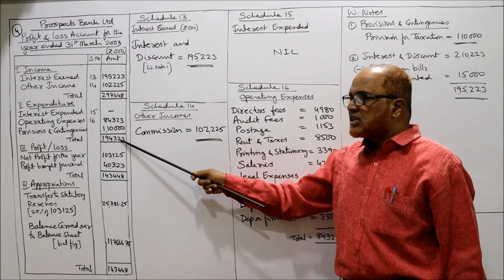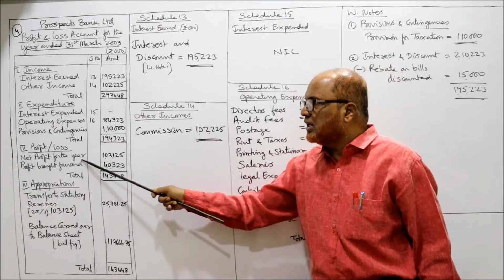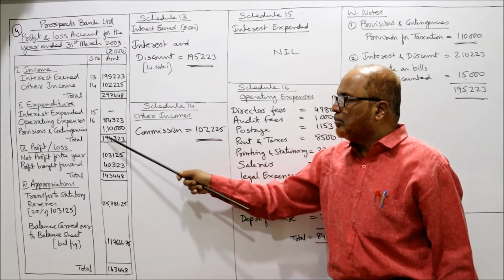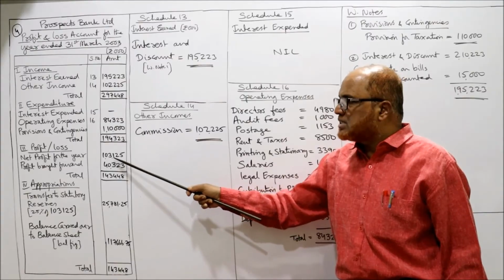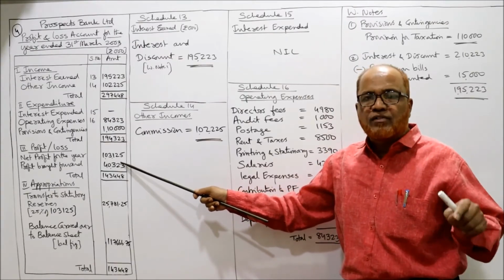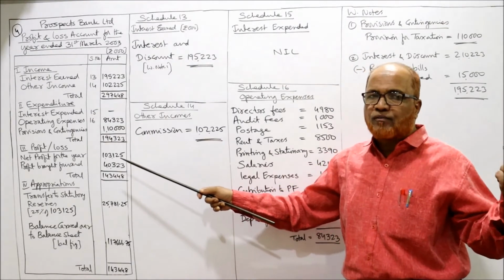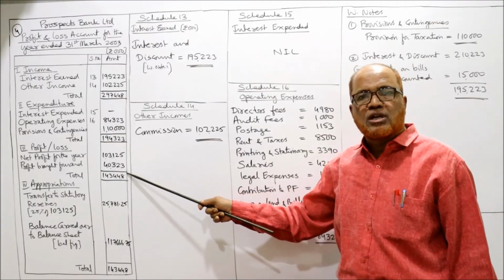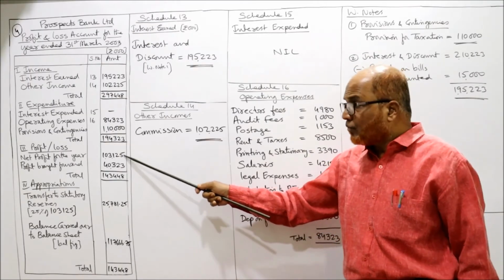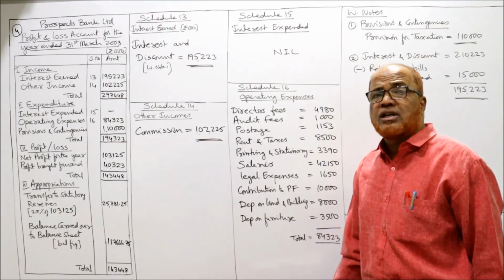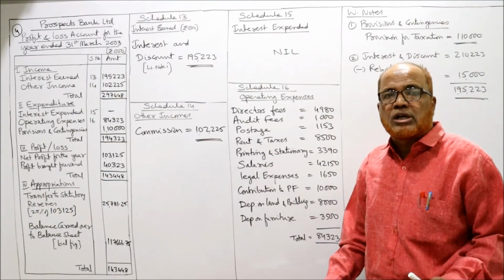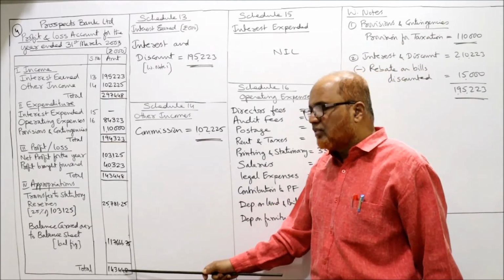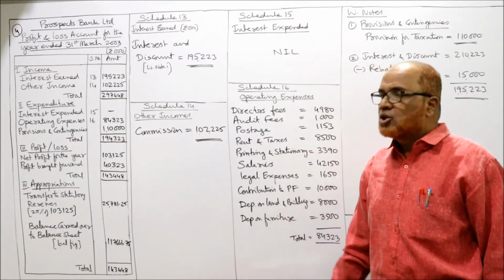So income minus expenditure will get net profit for the year. So 297,448 minus 194,323 is 103,125. This is the profit for the current year, and profit brought forward from last year, 40,323, is directly given in the problem. Total profit is 1,43,448. From this total profit we have to make the appropriations.